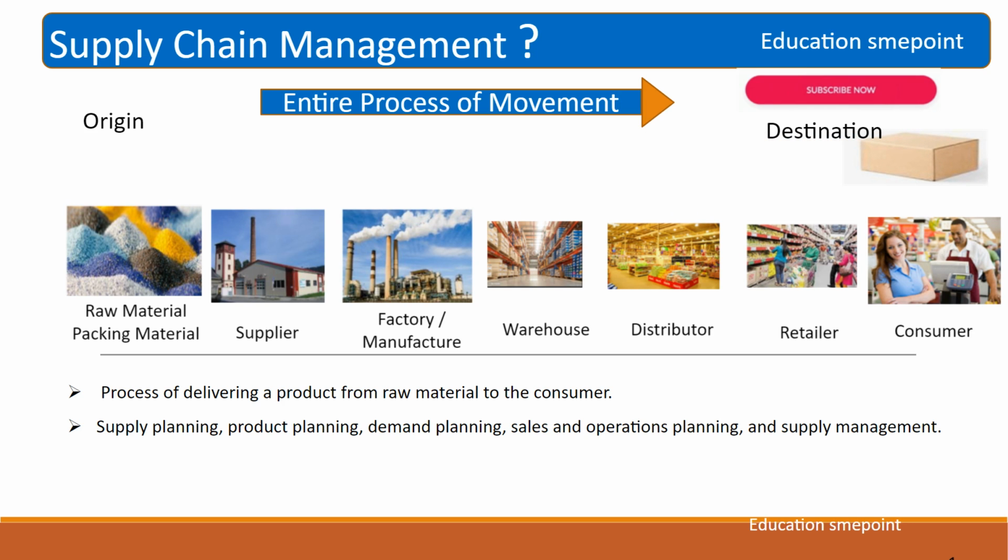Supply chain management, SCM, is the optimization of a product's creation and flow from raw material sourcing to production, logistics and delivery to the final customer.